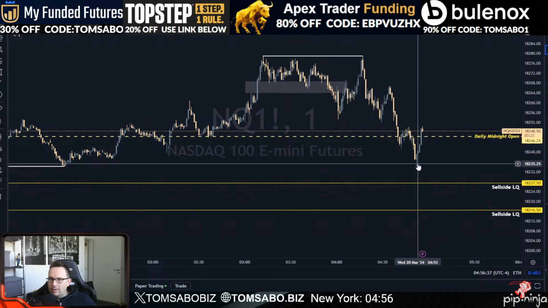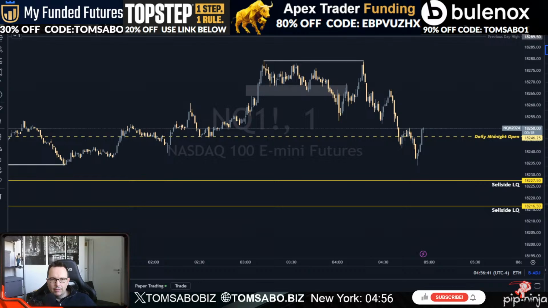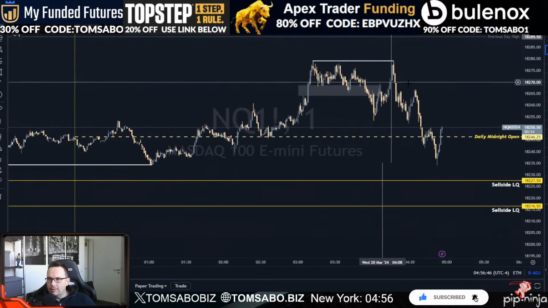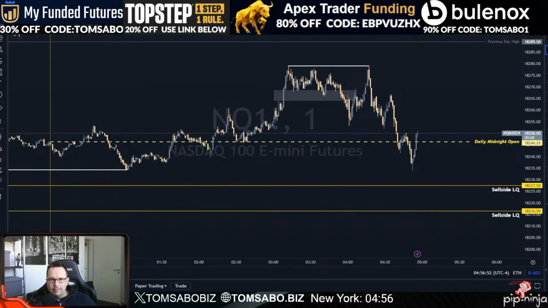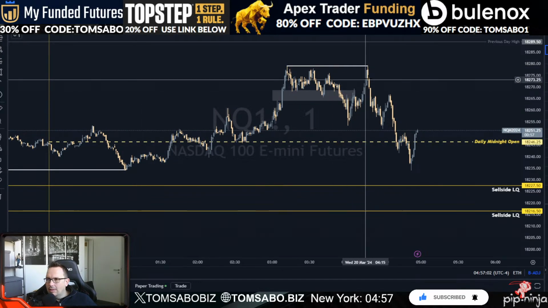Now this steep retracement higher can also be the start of a bull rally, so gotta be careful here. Let's see.